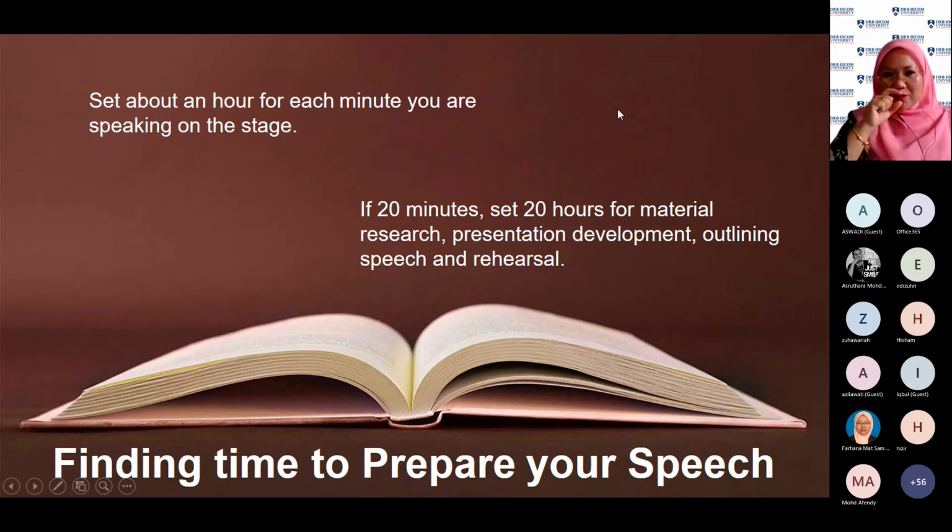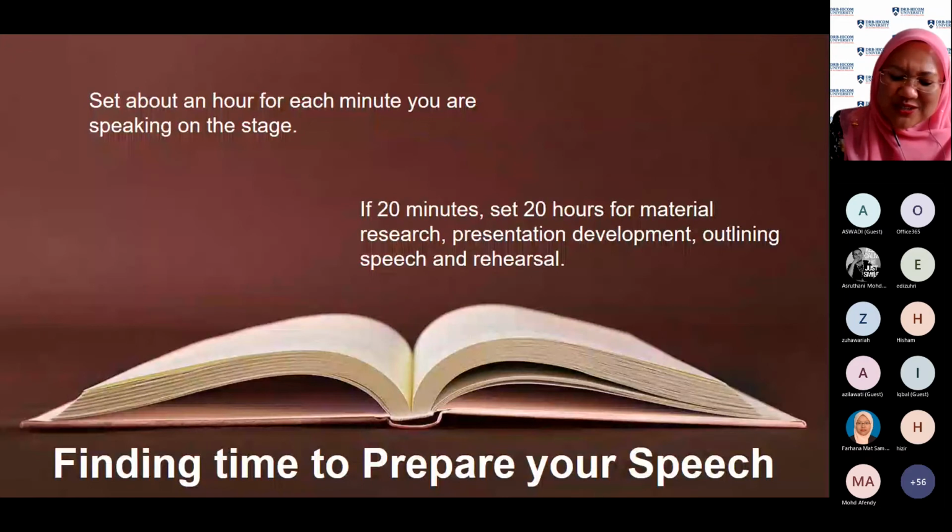Now, finding time to prepare a speech. It is said that for every minute of your presentation, you need to set aside at least an hour of preparation. So imagine if you're going to deliver a presentation or give a speech of 20 minutes, then you need to set aside 20 hours, in order for you to develop the material, search for the material, develop your presentation, do the outline, decide where to put the first point, the second point, and how you are going to support your point.